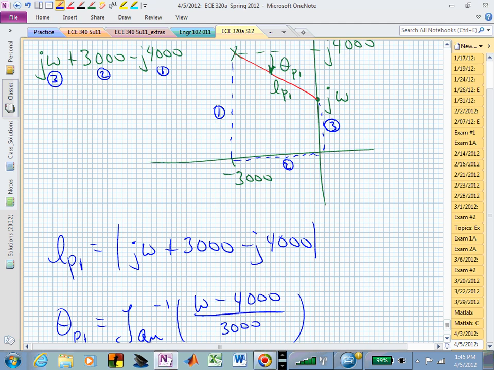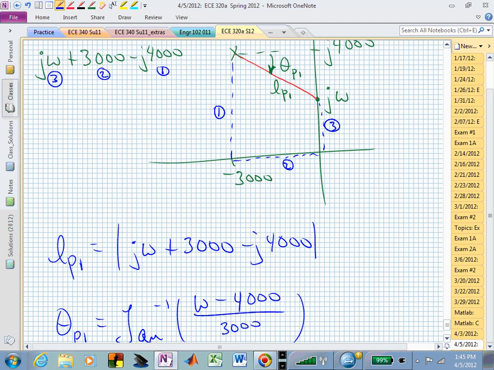And if omega happened to be 10,000, then we would be looking up to find that location. And here we would simply have 6,000 in the vertical direction and 3,000 in the horizontal direction. Now what do we need to do to put all of those pieces together? We now have lengths and angles for each of those factors.